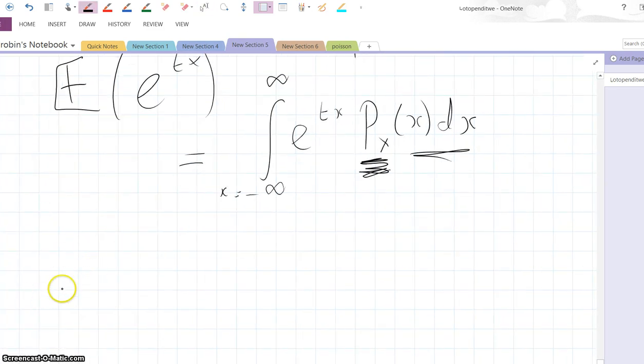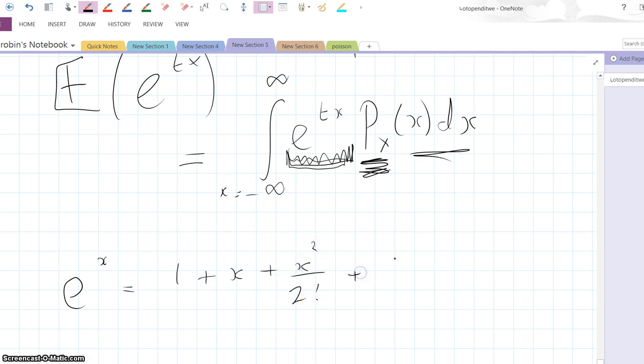Now what I'm going to do is some stuff with it. I'm going to take that exponential there and write it out. I'm sure you'll remember e to the x equals 1 plus x plus x squared over 2 factorial plus x cubed over 3 factorial plus, and so on, plus x to the n over n factorial plus and so on.